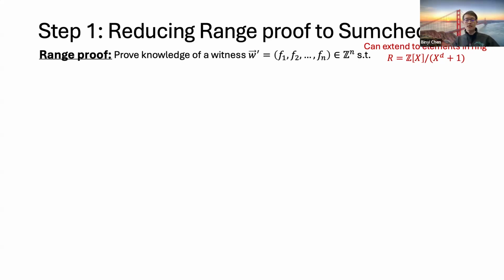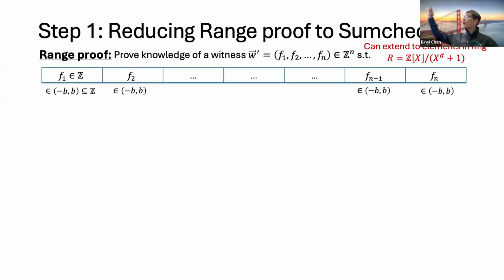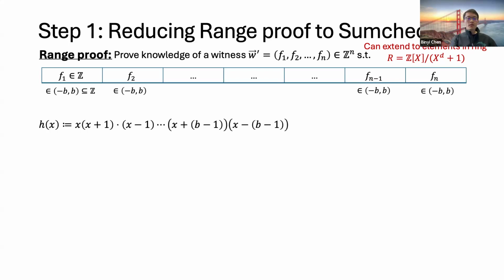So the range proof statement is trying to argue that for this committed vector, you want to argue every entry is in the range -b and b, right? And the first step is to translate into an algebraic check. To do that, we define this polynomial h with the product of these terms. And the nice property here is that h evaluated at x equals 0 if and only if this integer input x is in the range. Why? Because if it's in the range, one of the terms will be 0, so the product will be 0. Otherwise, the product will not be 0 because every term is non-zero.